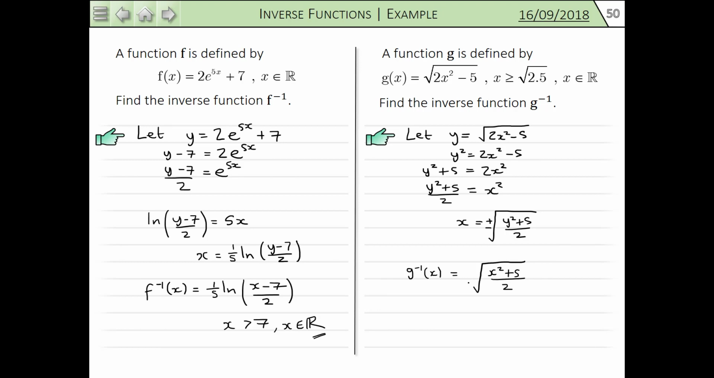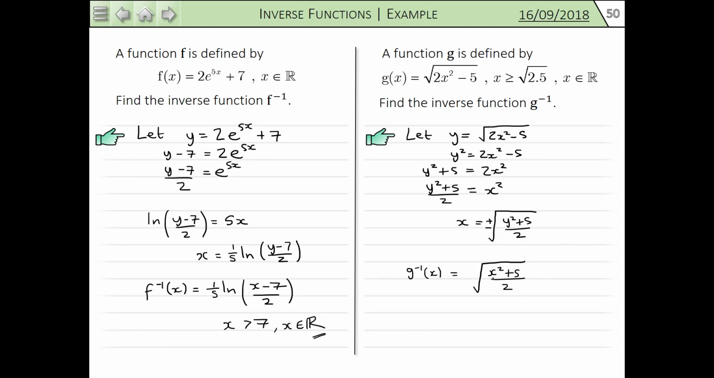To do so, let's consider the range of the inverse function. Recall that must be equal to the domain of the original function. That means we're not allowed to get values out of this function that are negative, because the domain of our original function is positive. So we want the positive version here, and we can ignore the minus sign.